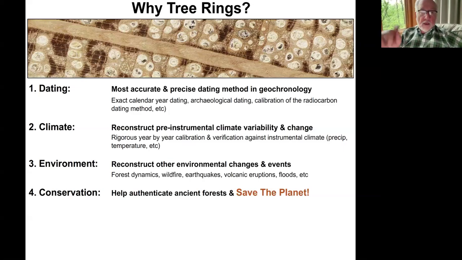A little bit more about why tree rings. Well, dating, reasons, climate, environment, conservation. Again, tree ring dating is the most accurate and precise dating method in geochronology. Exact calendar year dating, no plus or minus when it's done right. We date archaeological sites. We've dated historical buildings. We've calibrated the radiocarbon dating method, because the production rate of radiocarbon in the upper atmosphere has fluctuated over time. And we now know that, and we calibrate against the known time given to us by tree rings. So it's a slick dating method, really.